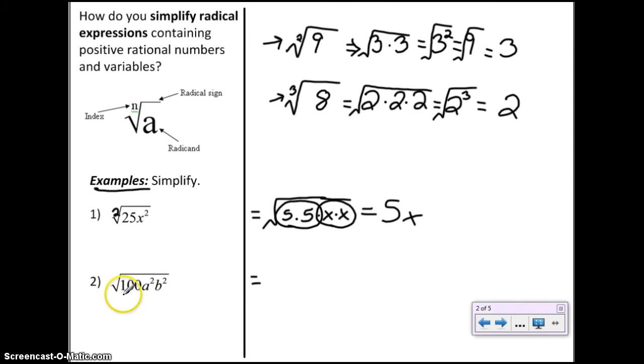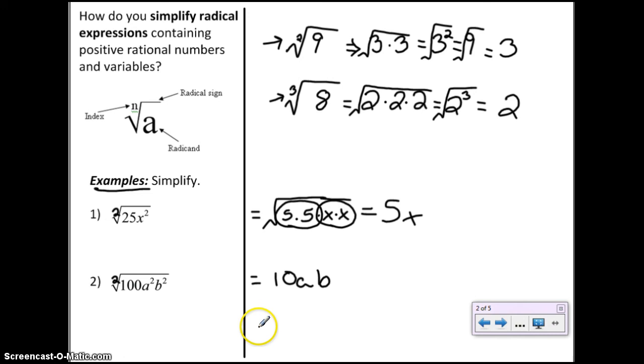Let's do it a little bit faster here. I'm looking at an index of 2 because there's no number there. If there's no number, it's always a square root, so it always means 2. The square root of 100 makes 10. 10 is my root because 10 2 times makes 100. Then a squared. How many a's make a squared? 2 of them. So my root is 1a. And then how many b's make b squared? 2 of them. So 1b is my root. So the square root of 100a squared b squared makes 10ab.